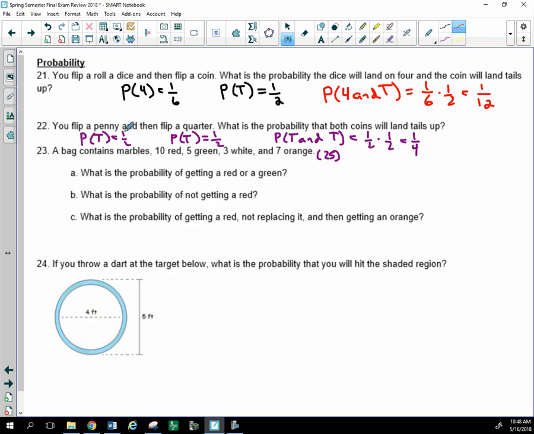Now, or is a little bit different than and. All the problems up above have been and. Or, we don't care which one we win with. We get a red, we win, or a green, we win. So we're happy either way.